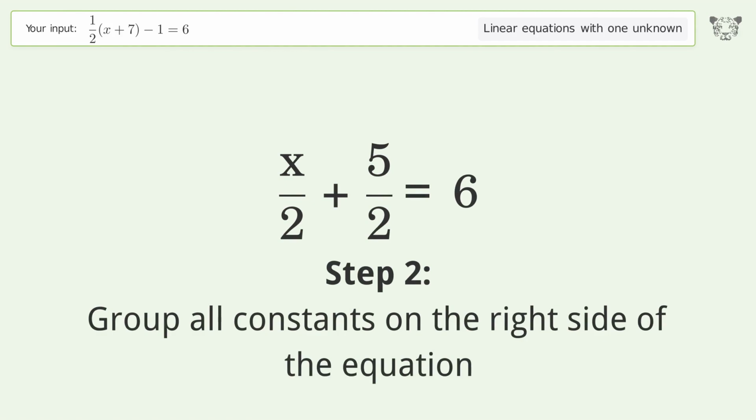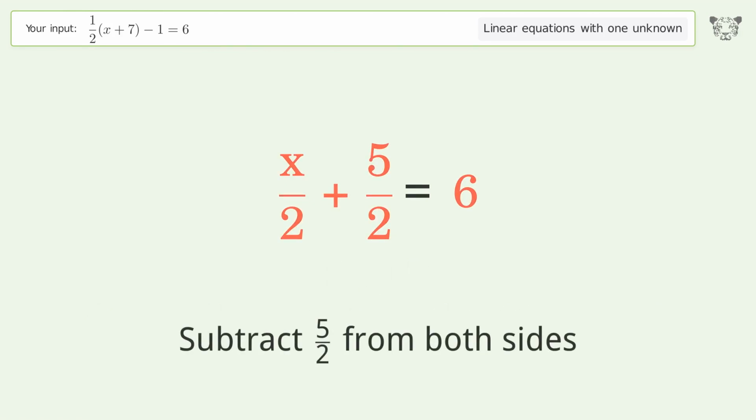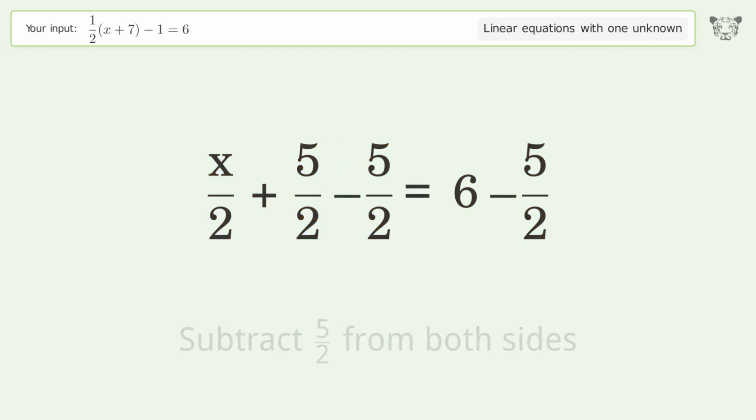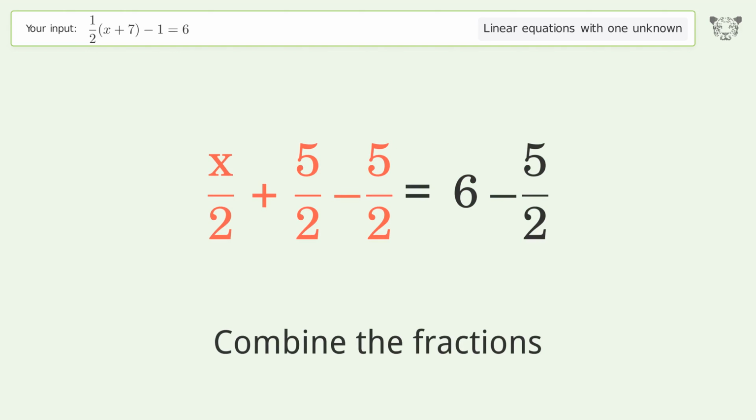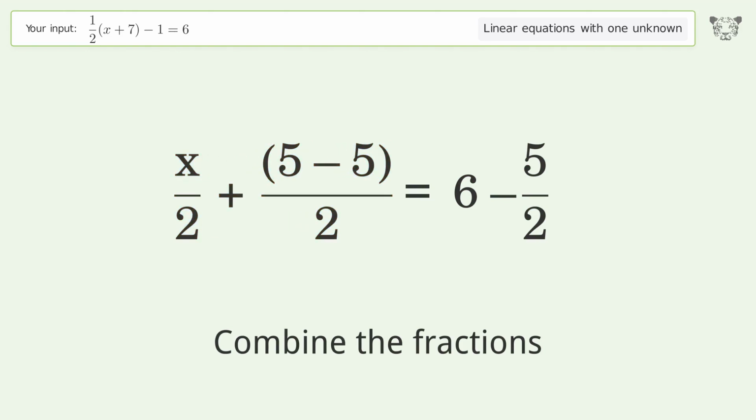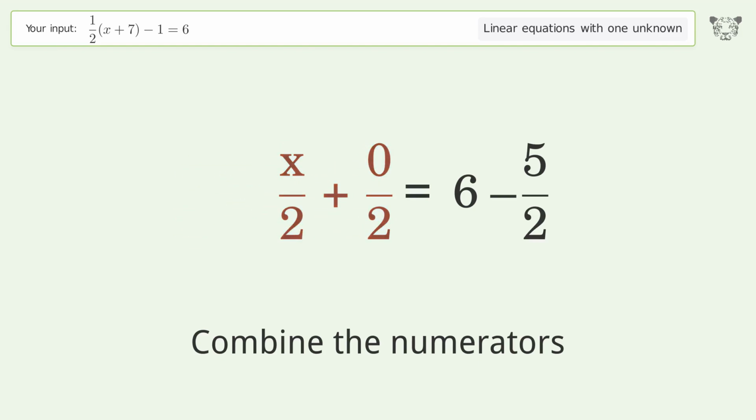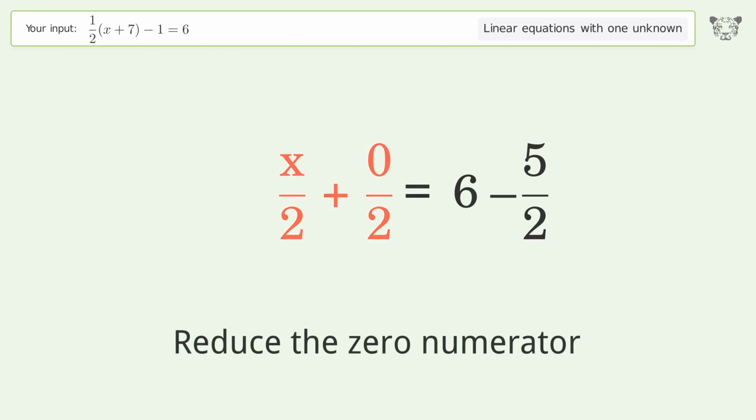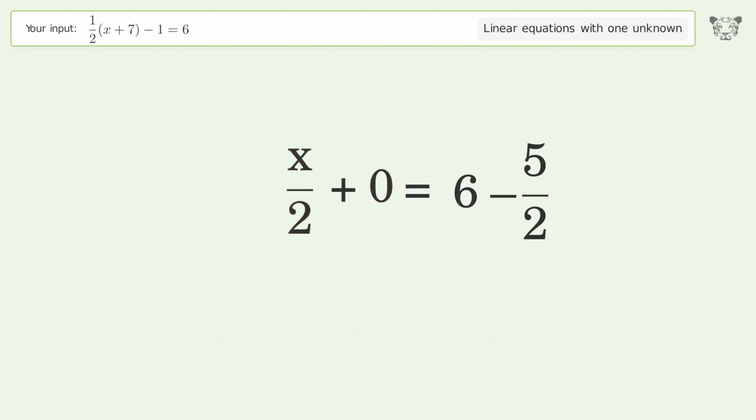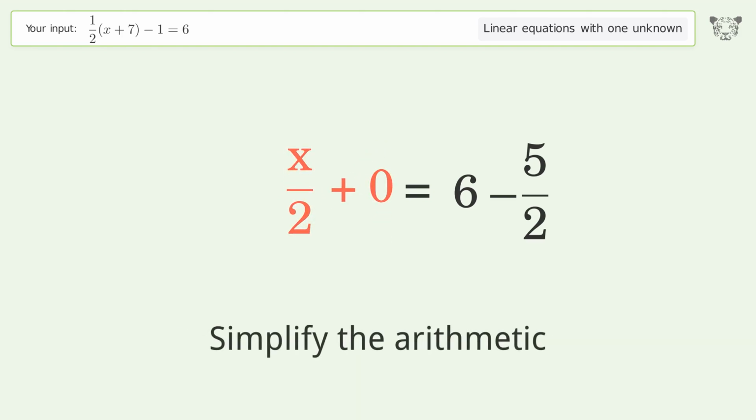Group all constants on the right side of the equation. Subtract 5/2 from both sides. Combine the fractions. Combine the numerators. Reduce the zero numerator. Simplify the arithmetic.